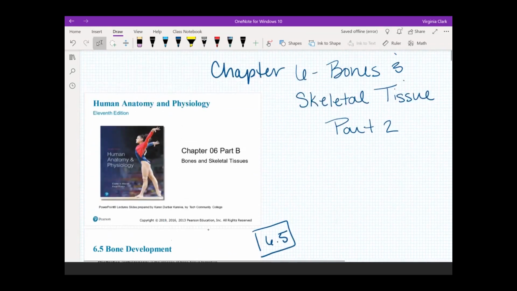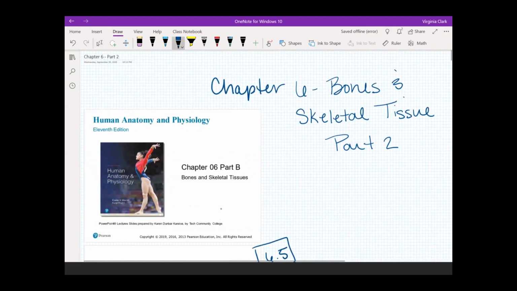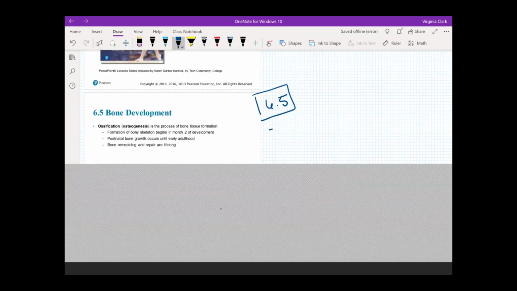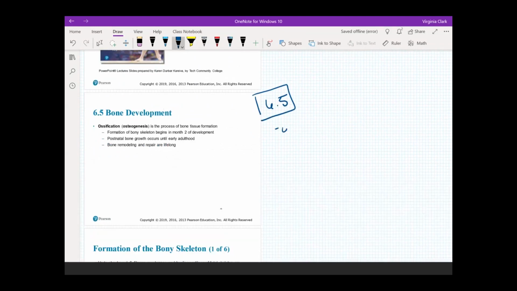So continuing on with Chapter 6, Bones and Skeletal Tissue Part 2, we're going to start with Section 6.5. There's a new term we're going to talk about, which is called ossification. Ossification is the process of bone formation. You may also see the term osteogenesis, which essentially means the same thing.